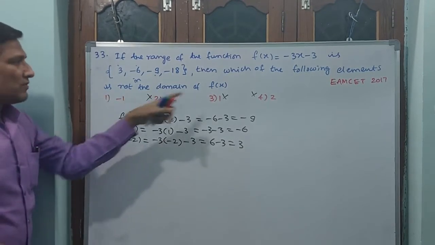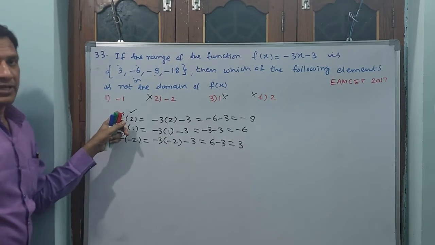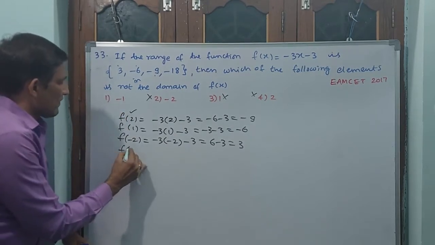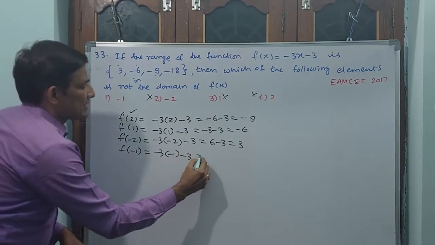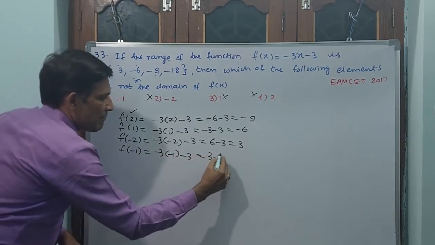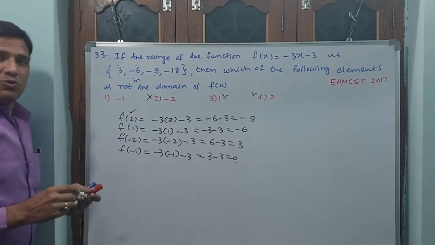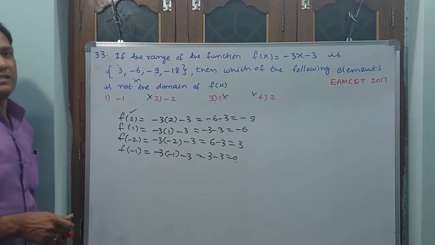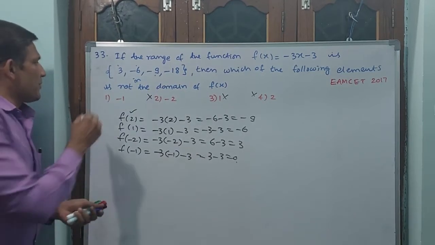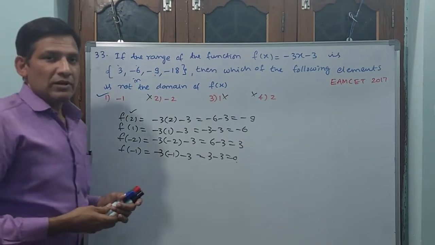Naturally, whichever is not there here, that is not in the domain. Or else you can go again. You see, f of minus 1 is equal to minus 3 into minus 1 minus 3. Minus into minus is plus 3, minus 3, that is equal to 0. Is 0 in the range? No, it is not there. That means minus 1 is not in the domain of this function. Like that you have to decide. This is the answer. Like this you have to solve this question.